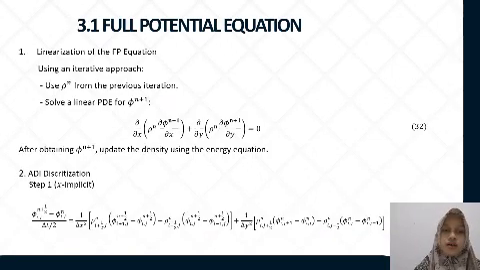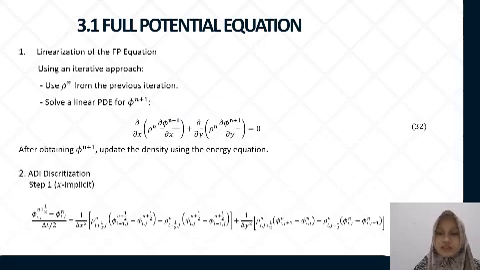For the steps of the ADI method, the first is linearization of the FP equation using an iterative approach: use rho n from the previous iteration, and then solve a linear PDE for phi n plus 1. We can see this in equation 32. After obtaining phi n plus 1, update the density using the energy equation.